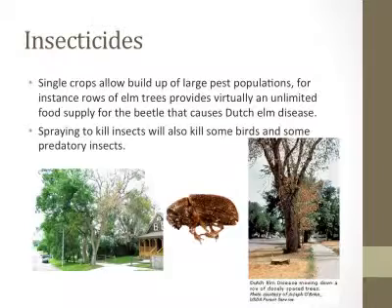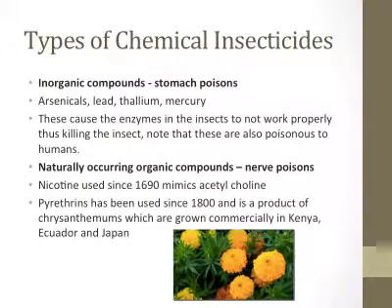When we're using insecticides, there's actually two main types. You can use inorganic compounds. If you remember back last week when we were talking about organic compounds, we were talking about carbon. So inorganic compounds are poisons usually, and they don't contain carbon. These are stomach poisons, so basically you're poisoning the insects to death. Usually they are high in arsenic, lead, thallium, mercury. You guys all know that mercury poisoning is bad. Well, it has the same effect in insects.